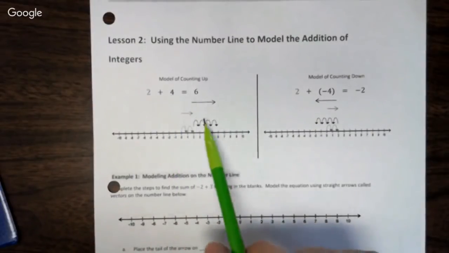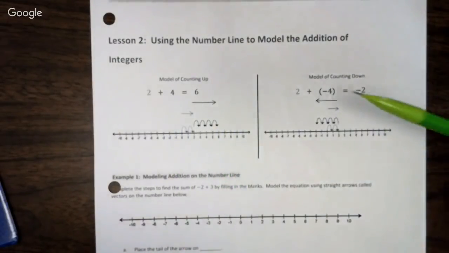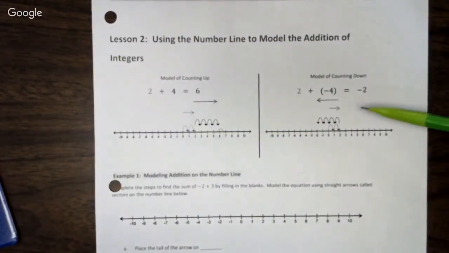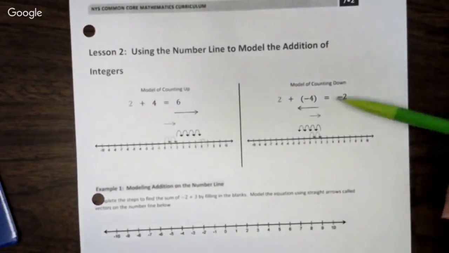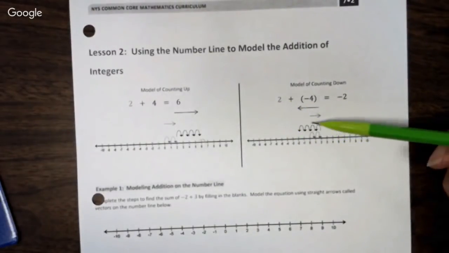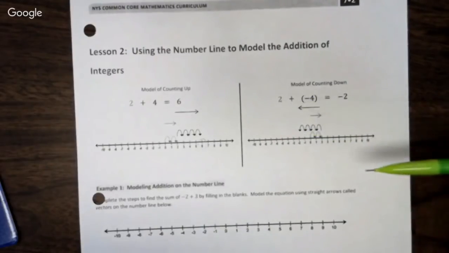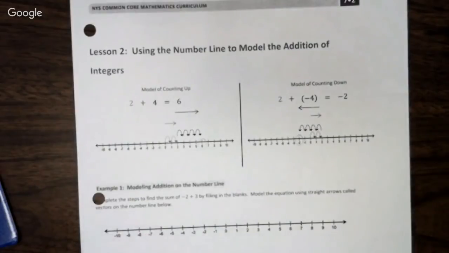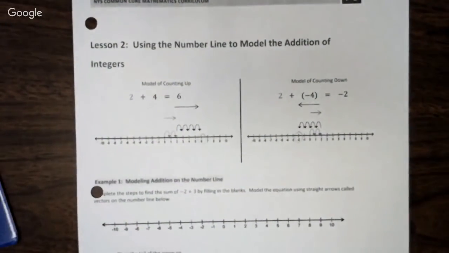From there, we added 4 positive. We go up 4 more. We end at 6, which is where our answer is. That's counting up. Then we talked about counting down. If we start at 0, count up 2 because it's positive, and then count down 4 because it's negative, we end up at -2, which was our answer. So that's what we covered in Lesson 1. We're going to continue with this idea, adding numbers using number lines and the counting up, counting down method.